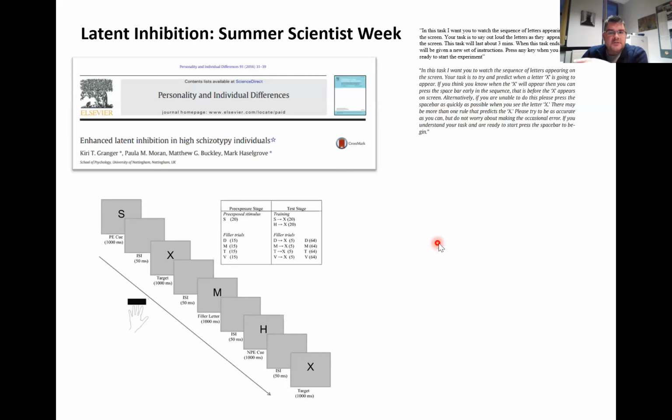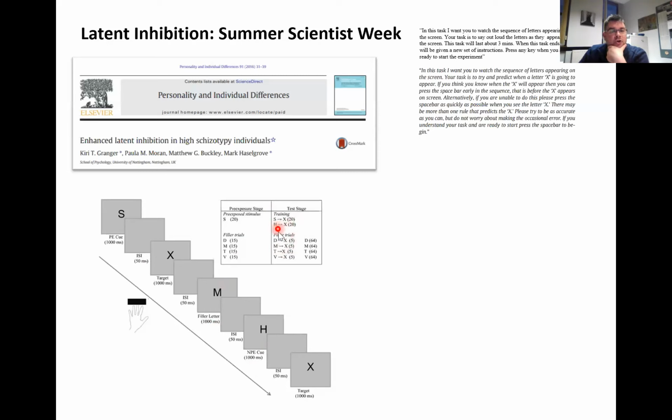And we told participants if they thought they knew when the letter X would appear, then they could press the space bar early in the sequence. That is to say, they could press the space bar before the X appeared. If they couldn't do it, then they could just hit the space bar whenever X appeared. And embedded within this sequence of letters was a training structure.